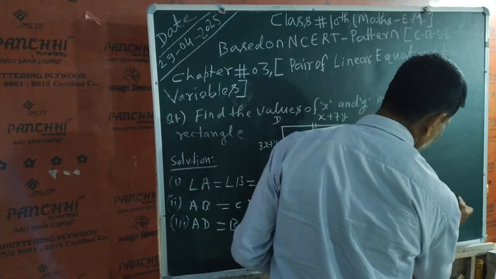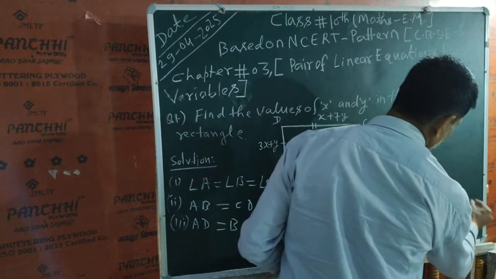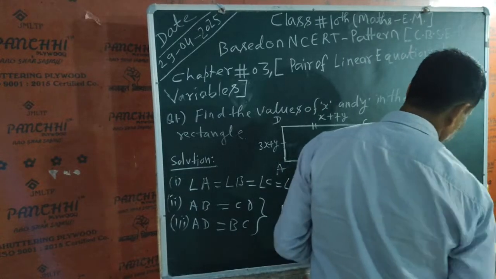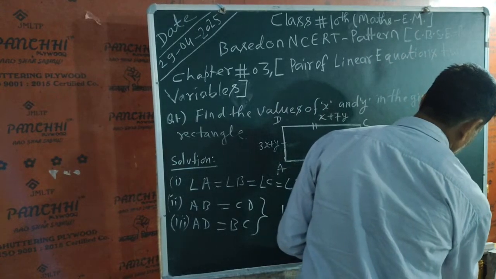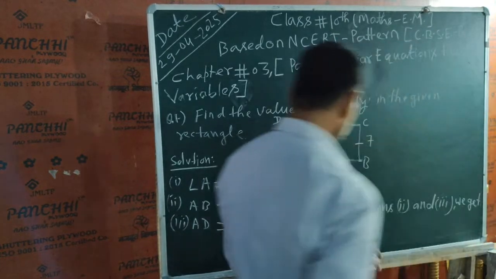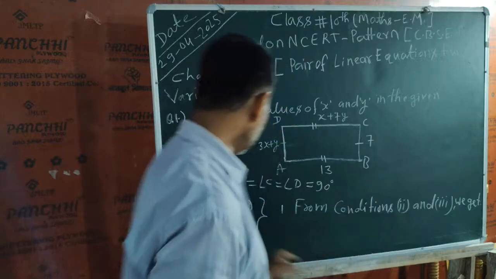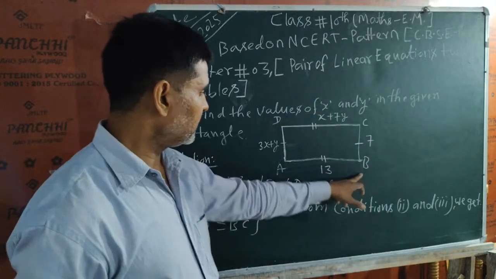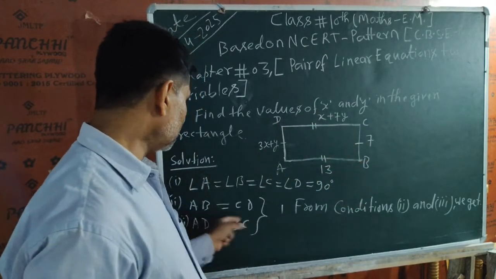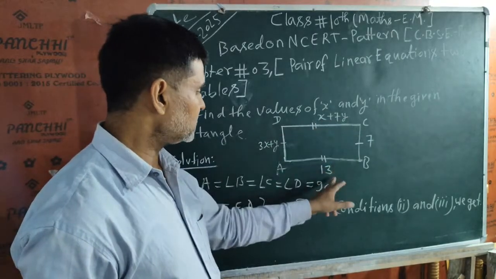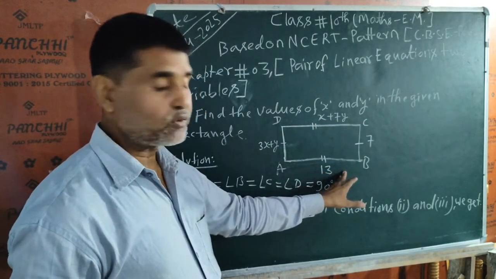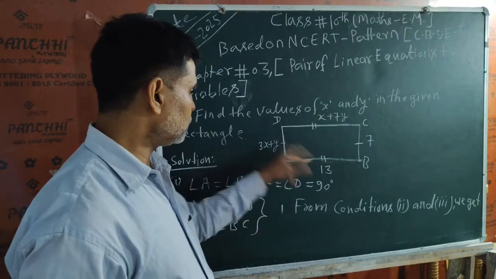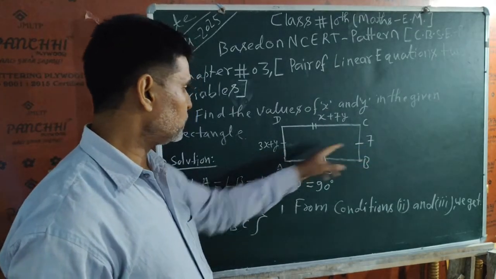From conditions 2 and 3 we get, okay, students, 2 is written here and 3 is written here. It means that AB is equal to CD. AB is equal to CD means x plus 7y is equal to 13. So I get one relationship in two variables x and y. And also AD is equal to BC, which means 3x plus y is equal to 7.